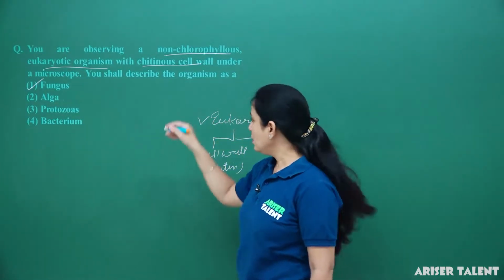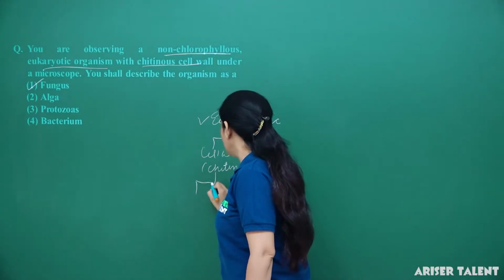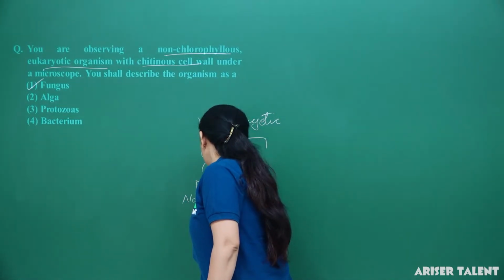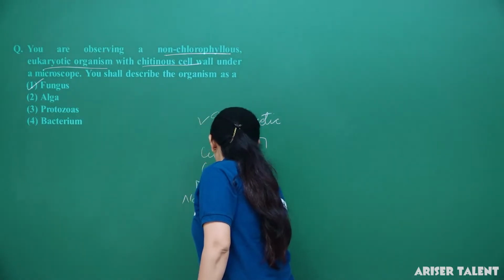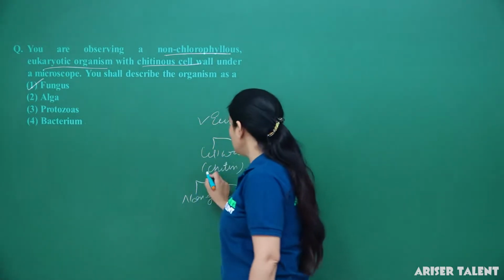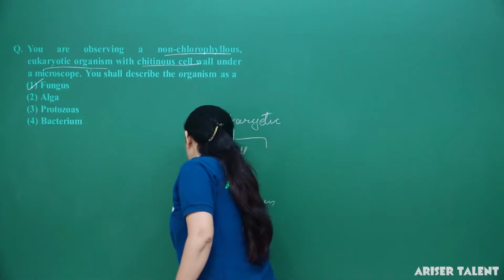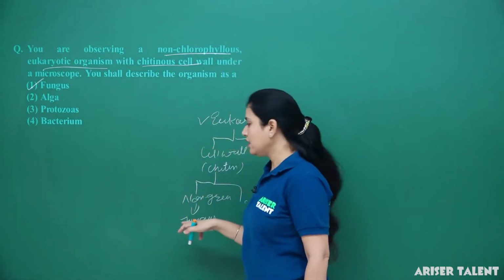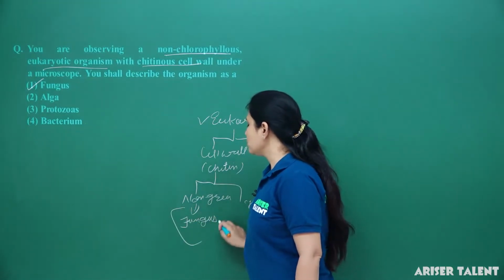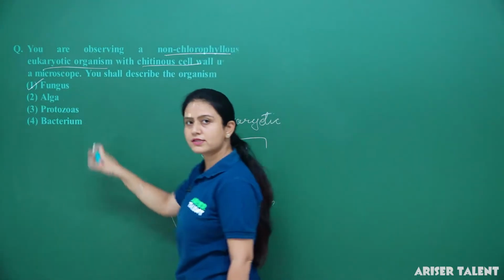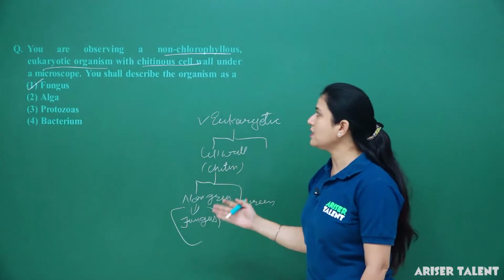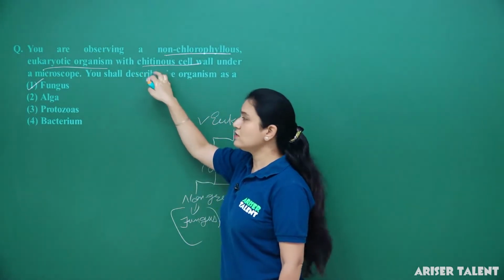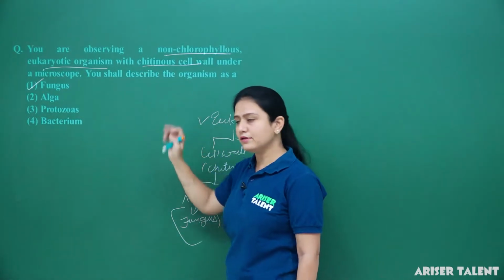Okay, so again, this is the special feature that the cell wall is made up of chitin. Then again, they were classified into 2 groups, non-green and green. The organisms which were non-green were kept in the group fungus. So, here the correct option is fungus. Clear? So, according to 5 kingdom classification, we can find that it is the fungus on the basis of these characteristics. Clear?